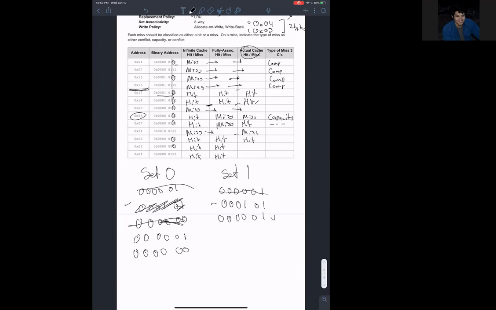And then now we have address 0x01, which now isn't in the cache because it got evicted earlier on. So this would be a miss. And then finally, we have address 0x04, which is also a miss because we can't find that tag inside set 0. And now because we had a fully associative hit along with an infinite cache hit for these last two, it's going to be a conflict miss as opposed to a capacity miss.